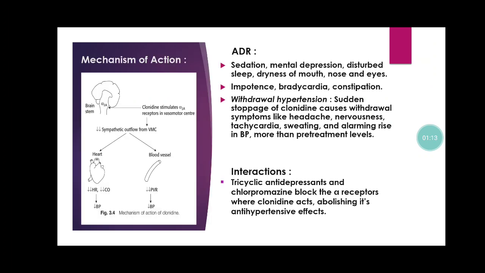The mechanism of action is: clonidine, as we know, acts on the alpha-2A receptors present in the vasomotor center in the brainstem. This causes a decrease in the sympathetic outflow of the VMC, which affects the heart and the blood vessels. In the heart, it reduces the heart rate and cardiac output, whereas in the blood vessels, it decreases the PVR, causing a subsequent decrease in the blood pressure.